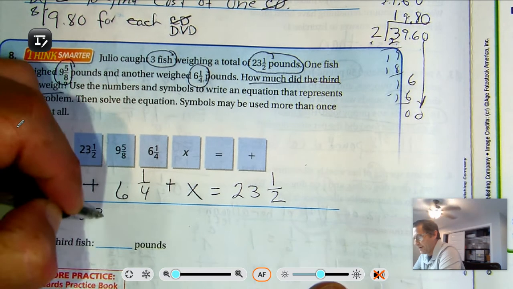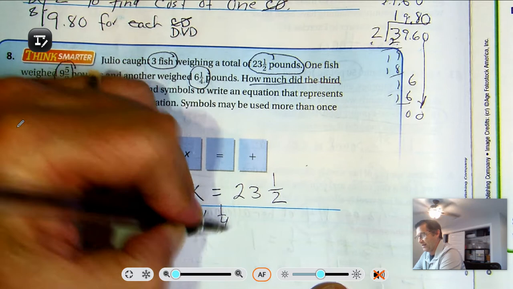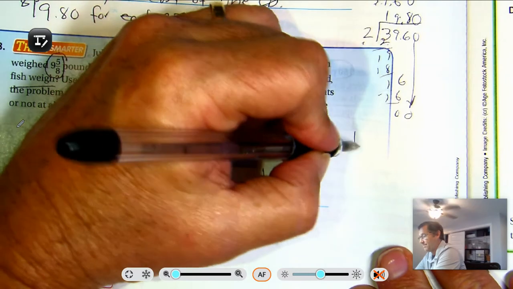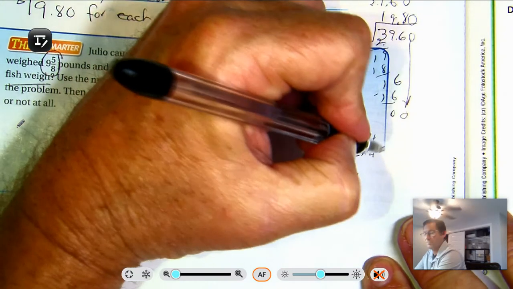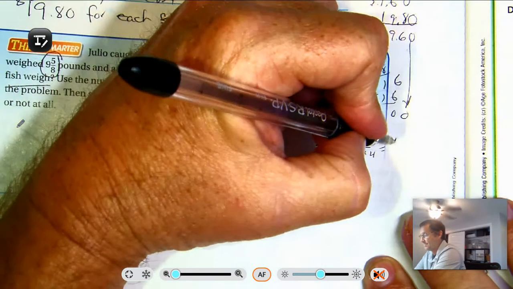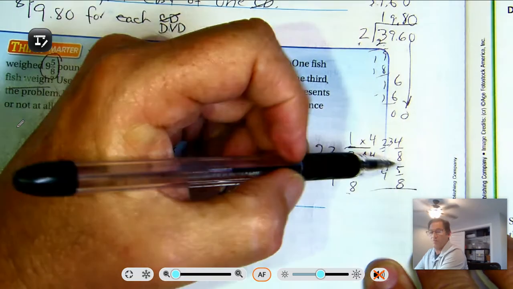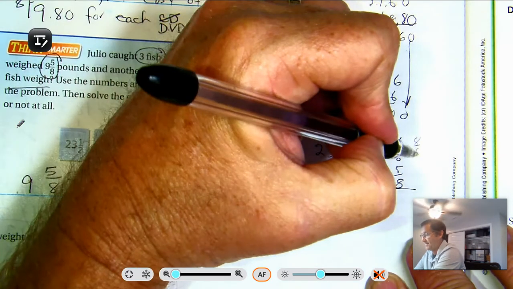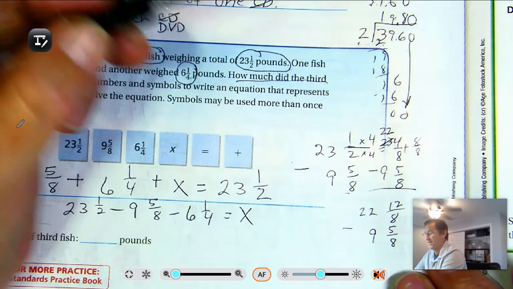So we could have 23.5 minus 9 5/8 minus 6 1/4 equals X. So 23.5 minus 9 5/8. We have to find a common denominator. I multiply 1/2 by 4. 4 times 2 is 8. So we have 23 4/8 minus 9 5/8. Well, I can't take 5/8 from 4/8, so I'll rename 23 as 22 and add 8/8. So we have 22 12/8 minus 9 5/8.